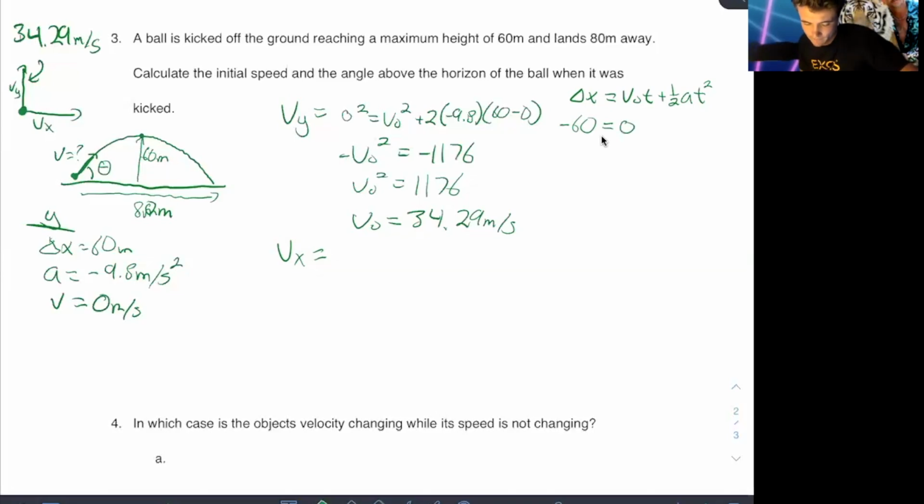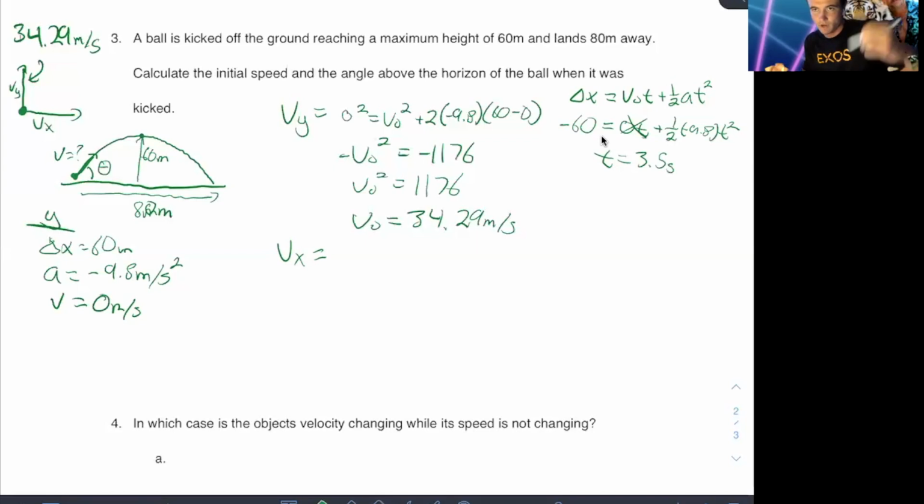So the time variable goes away there. It's 0 times time plus 1/2 times negative 9.8 meters per second squared, times time squared. It's perfect. That 0 cancels out the other time, so we don't have 2 unknowns. When we solve this, the time is going to be 3.5. So we have 3.5 seconds.